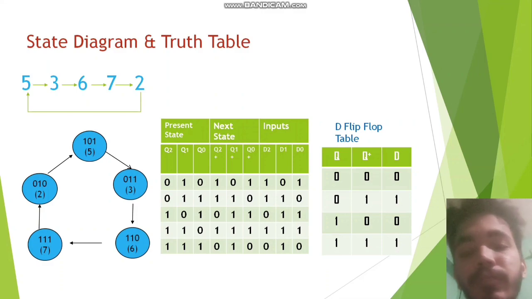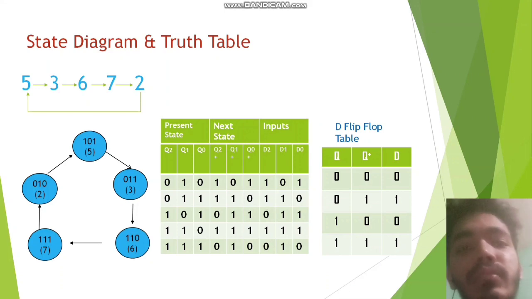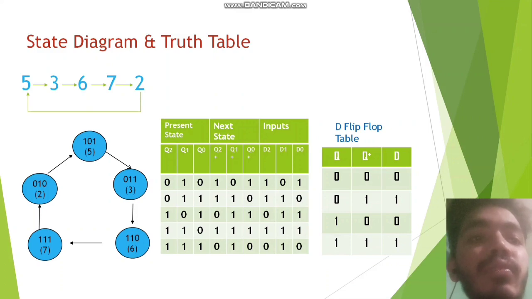Then we take the inputs from the D flip-flop table. The D flip-flop table is always constant: 0 0 is always 0, 0 1 is always 1, then 1 0 is always 0, 1 1 is 1. Then we combine the present state and next state with the D flip-flop table. Q2 present state has 0, and q2 plus next state has 1. We got 0 1 equal to 1. That's why for the d2 input we take 1.